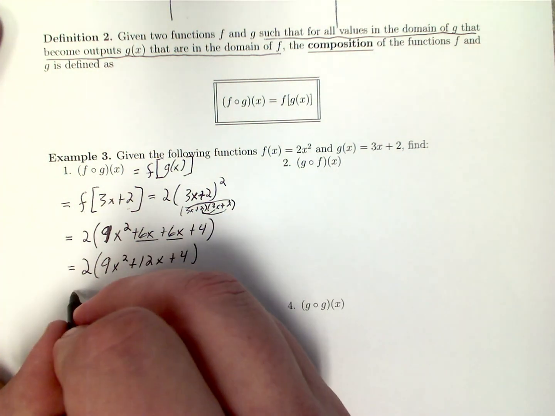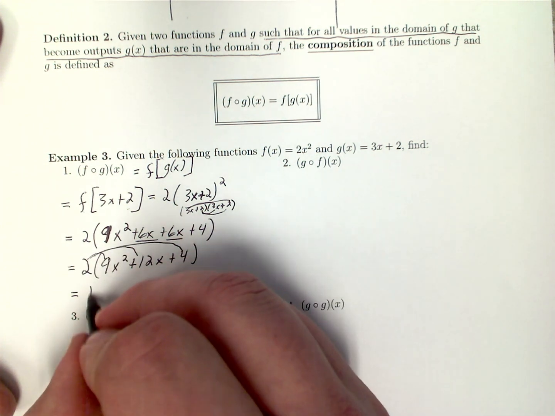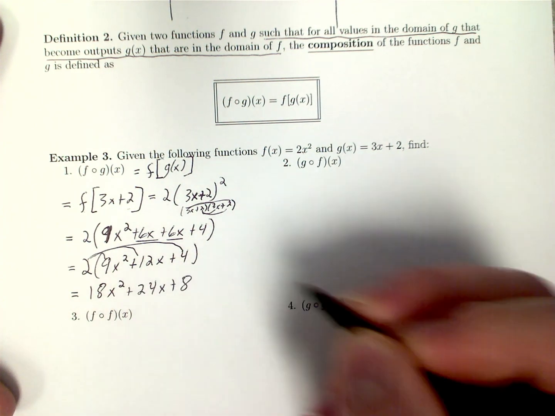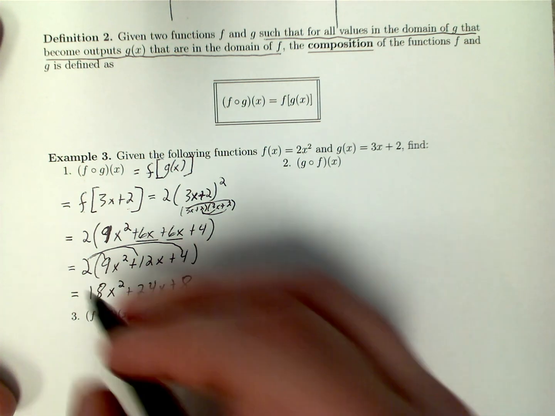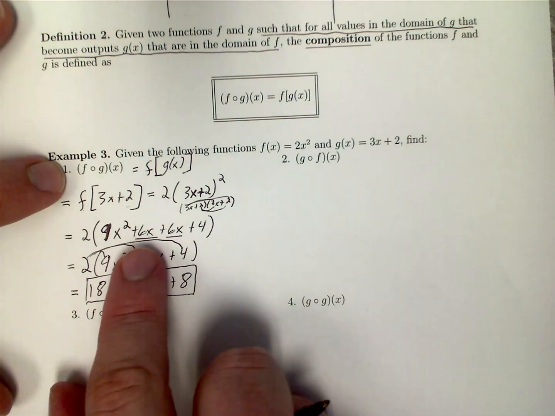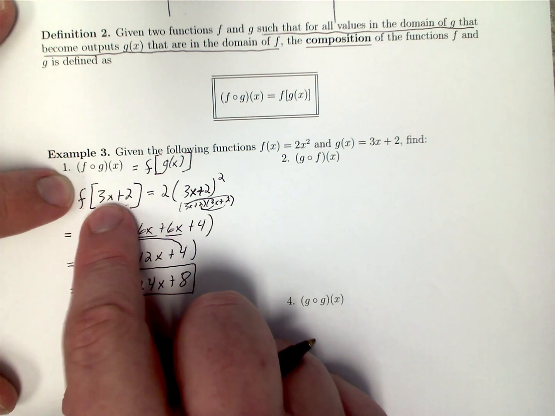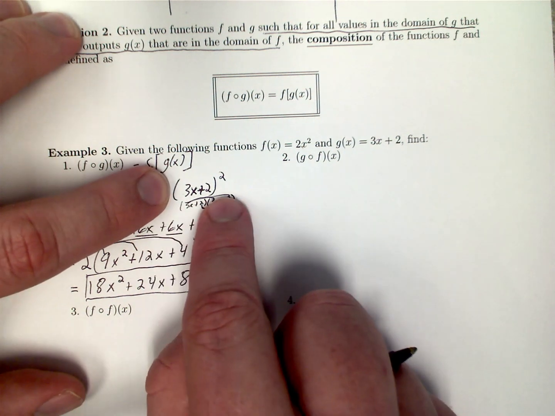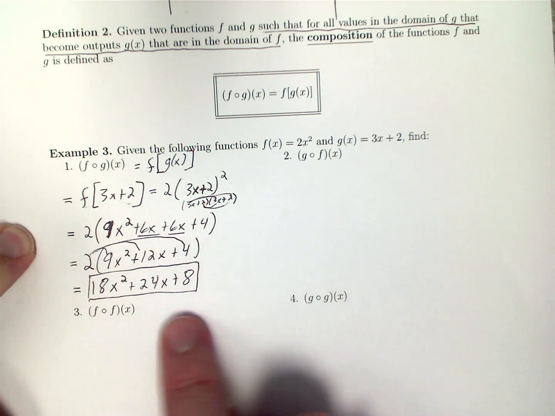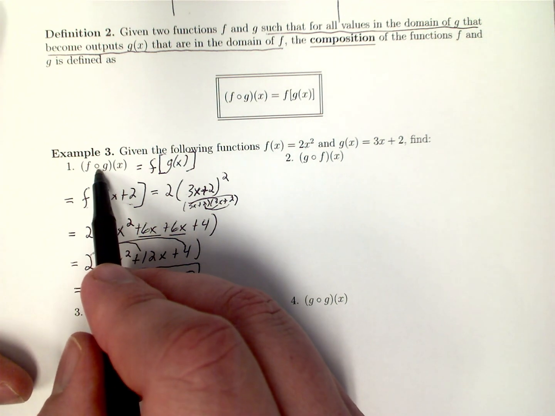And then we just distribute the 2 that's on the outside, and we get 18x squared plus 24x plus 8, multiplying the 2 to each one of these terms. So what is f of g of x? After you plug in, that means plug g into f, but g is 3x plus 2. That means we're plugging 3x plus 2 into f, which is 2x squared, so 3x plus 2 plugged in there. We then FOILed it out and then simplified and distributed the 2. All right? So f of g, that's what we got.